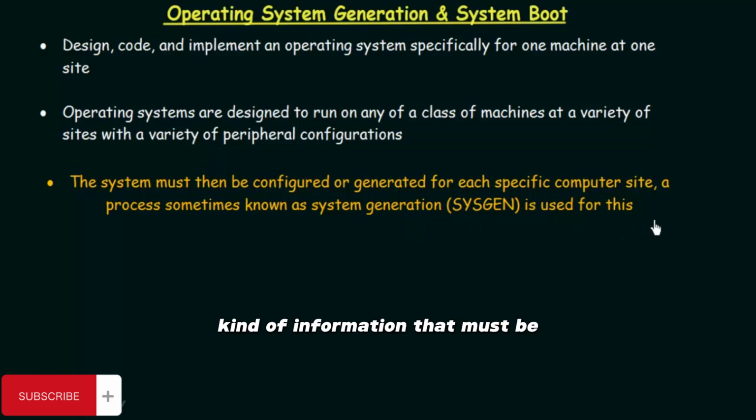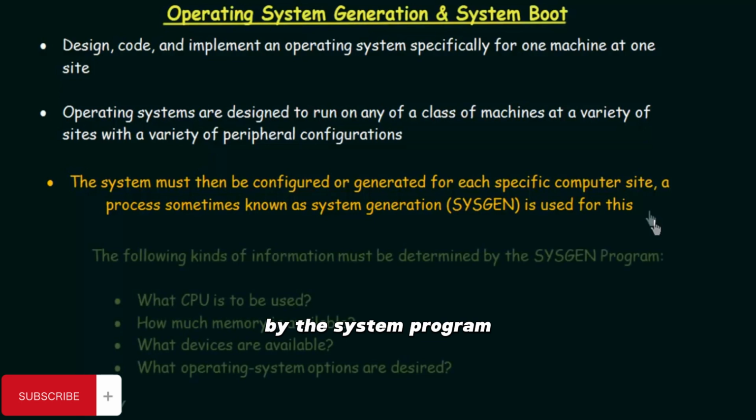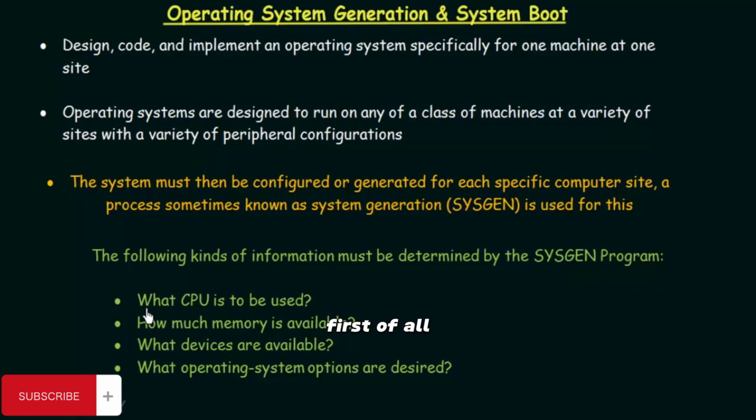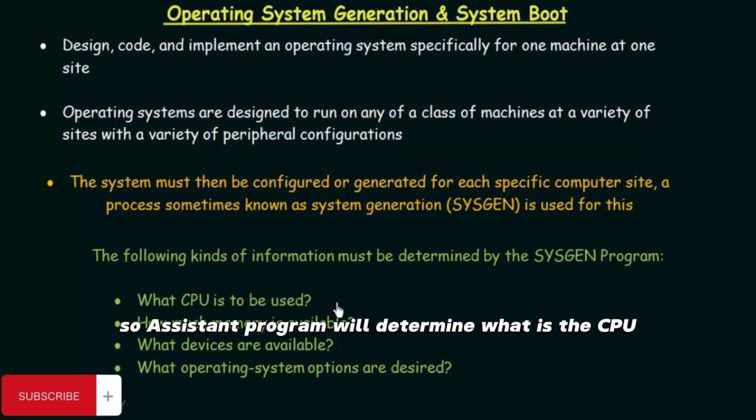There is some information that must be determined by the SYSGEN program so that it will know how to generate a particular operating system for a particular machine. Let us see what information must be determined by the SYSGEN program. First of all, what CPU is to be used. The SYSGEN program must find out what processing unit has to be used in that machine, because there are different kinds of processing units. Depending upon that, the operating system has to be generated. So the SYSGEN program will determine what CPU is to be used.